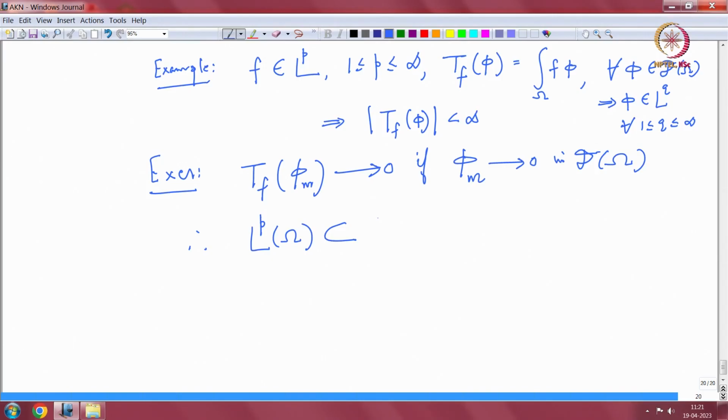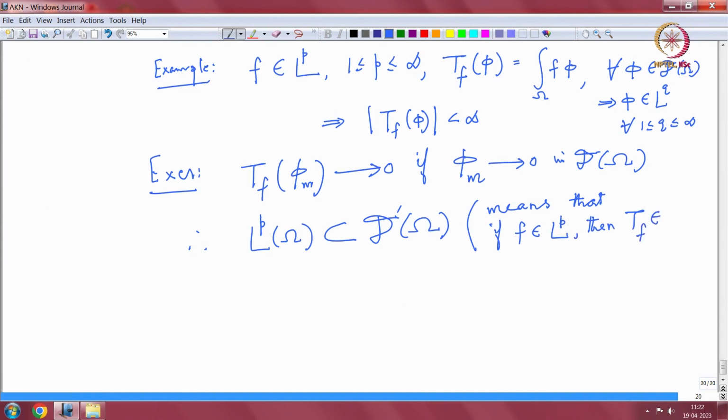Maybe I will. So, you can view this one in a slightly different way. When I am writing this, this means that if f is in L^p, you are identifying, then Tf is in D prime. That is the meaning of that. Okay. And later we will see, soon we will see, this inclusion is a continuous inclusion. I will tell you, for that I have to define the topology on D prime of omega.